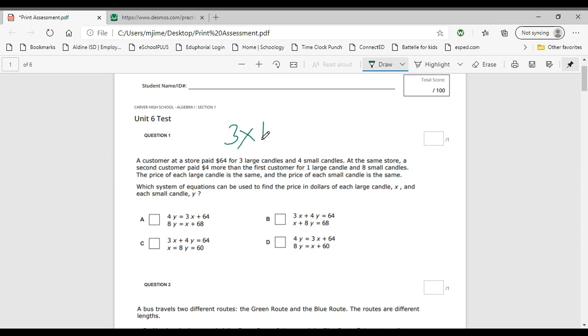plus 4Y equals the amount of money that this person paid, which was 64. So just with that first equation, that should help you eliminate some answer choices, because you have to have something that matches it. And then the next part is that it said that the second customer's total was 4 more than the first. So just add 4 to the total that the first customer paid.